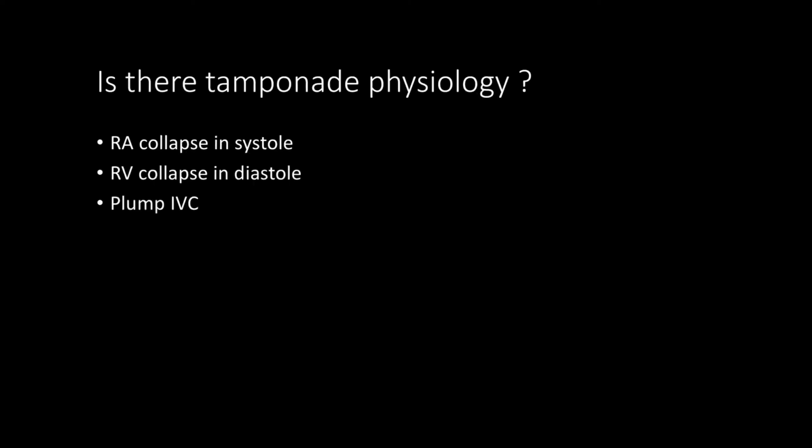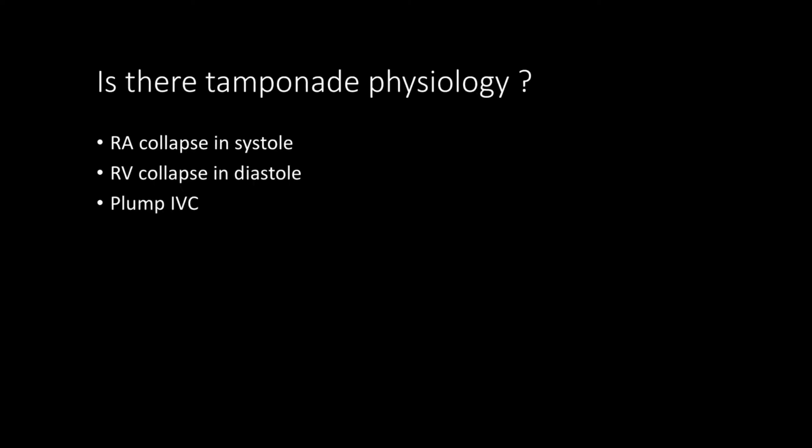The atrium fills in systole, if you can remember the cardiac cycle. And so when the tricuspid valve is closed, that is the phase of systole, that's when you expect the right atrium to fill. So if you see impairment of that filling, or in other words, collapsing of that wall in systole, that means it's being impaired by the pressure outside, right? So we have to worry about tamponade. So right atrial collapse in systole points towards tamponade.